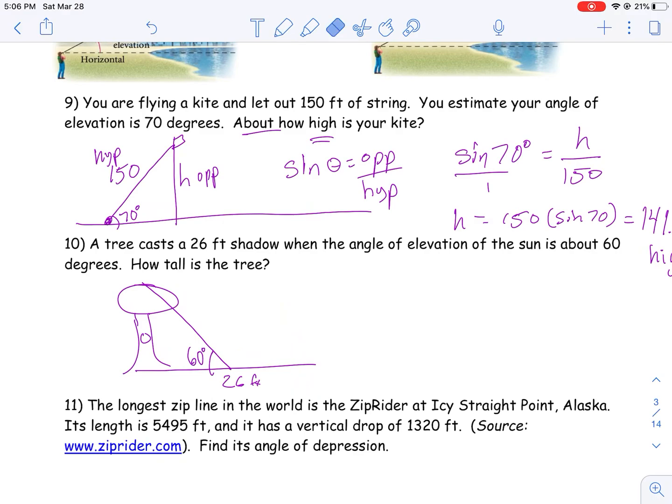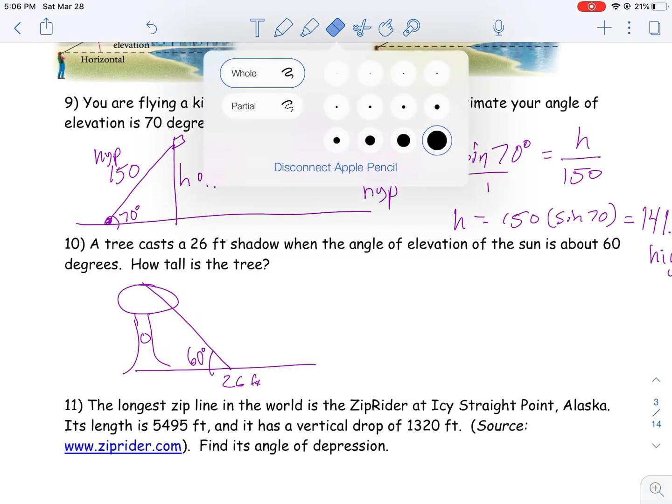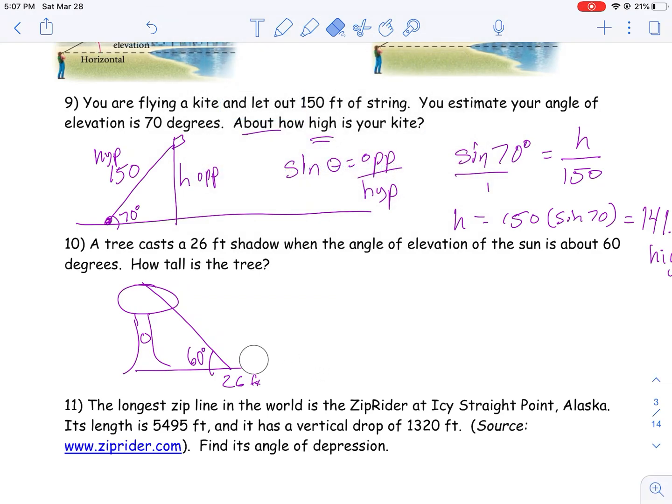See how I adjusted my picture here a little bit? A 60-degree angle with the 26 would not have worked in my picture, so I just adjusted. And the question is, how tall is this tree?